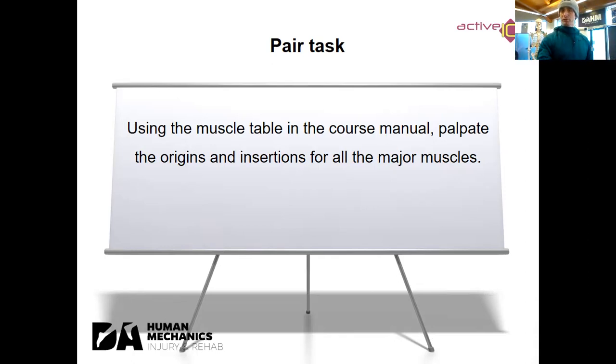Whenever you come across the word palpate, so using the muscle tables in the course manual, palpate the origins and insertions. Palpate meaning press or touch. Go through the manual and go through the table, and let's say rectus femoris, the muscle that sits in the middle of your quad from top to bottom. It's a nice thin one. It originates from what's called the ASIS, the anterior superior iliac spine, which is a bony bit of our pelvis. And then it inserts at our tibial tuberosity, which is a posh word for the top of your shin bone, just below where your kneecap sits.